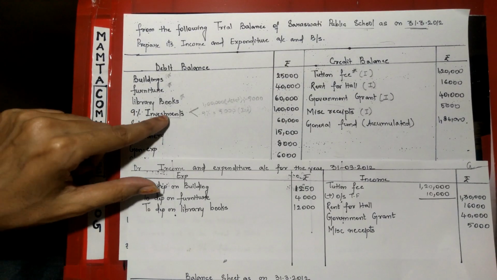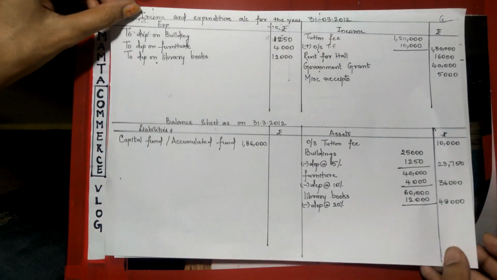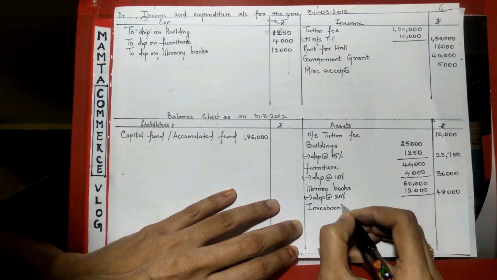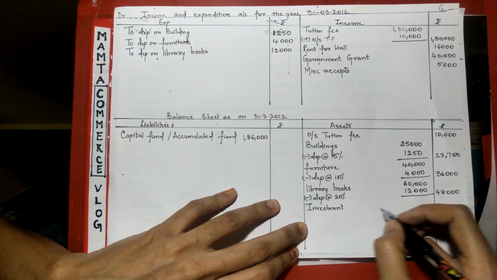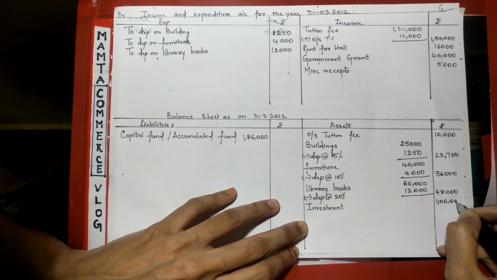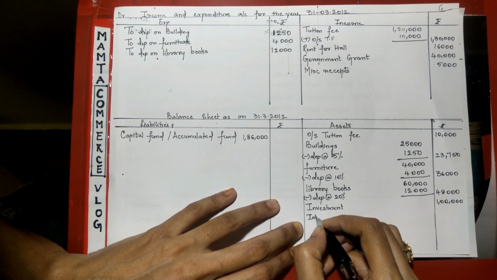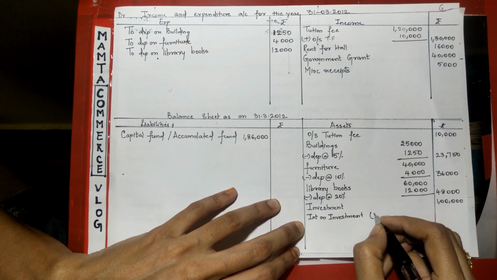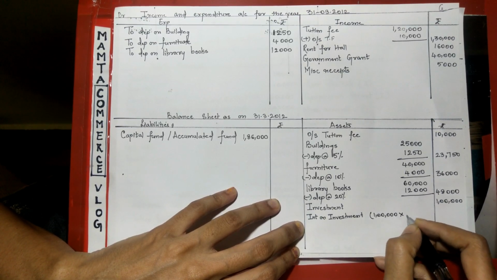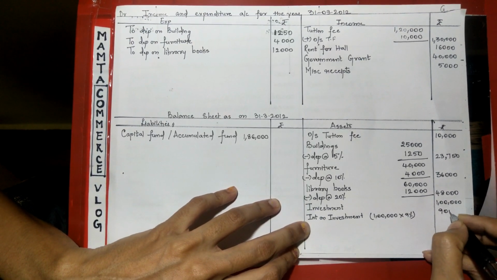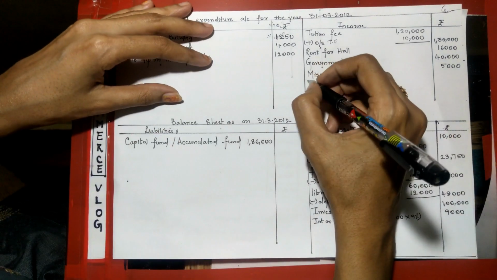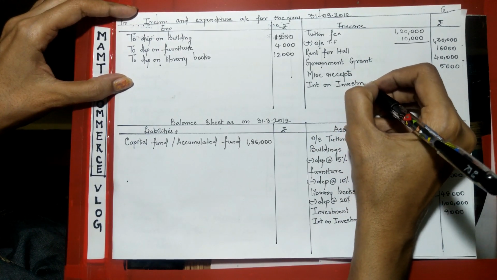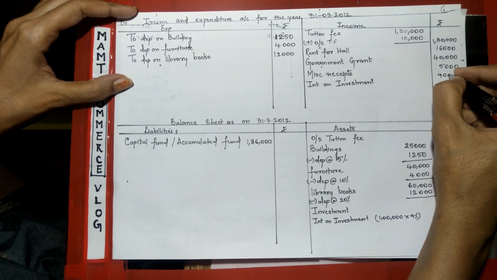Now we have 9% investments. Investment is an asset. So here I will write investment. The amount of investment is 1 lakh, and for this we also have interest on investment, 1 lakh into 9%, 9,000. This interest is also an income to us. So interest on investment is 9,000.